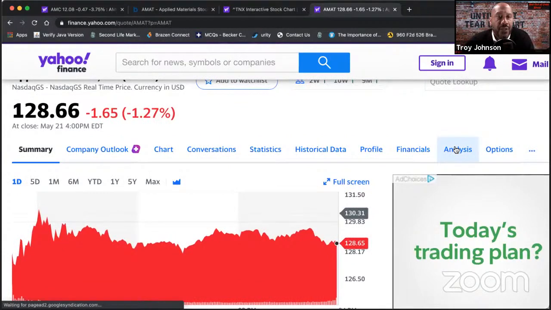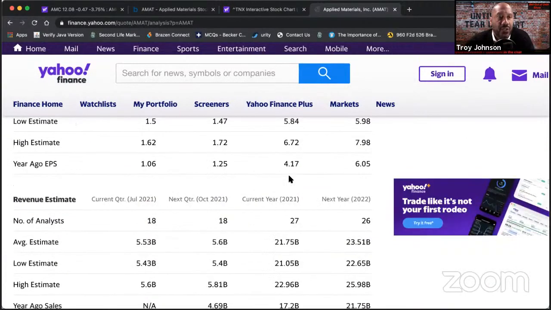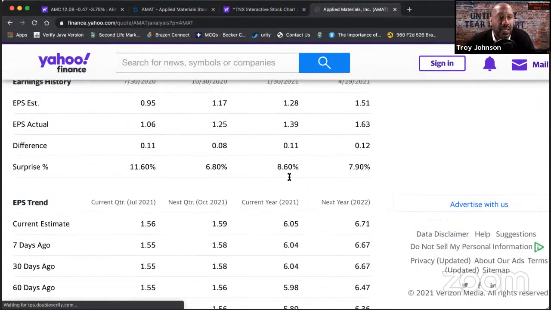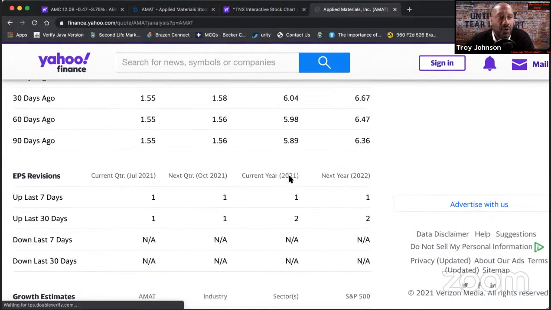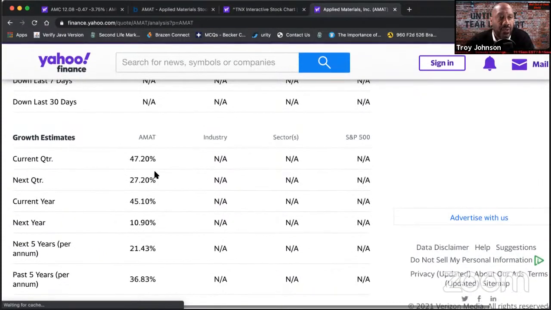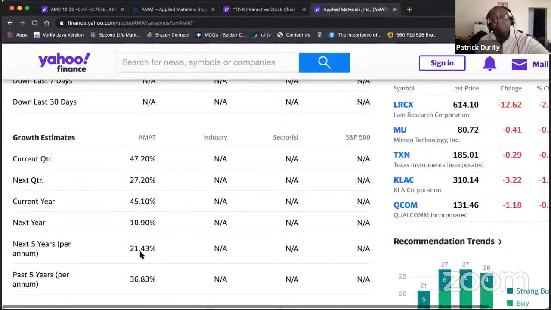And then after the analysis page comes up, let's go all the way down to the bottom of that first column, and we'll see the growth rate down there. EPS trend, keep going down. Here are the growth rates. And then let's look at the 5-year. So the 5-year is 21.43%. And although the last 5 years have been 36%, it's still got quite a ways to grow, as one could see.